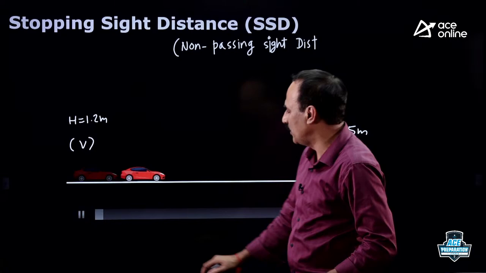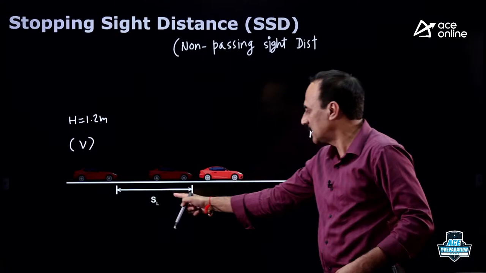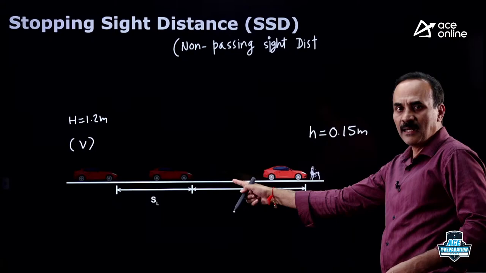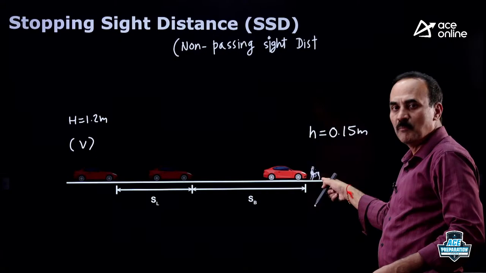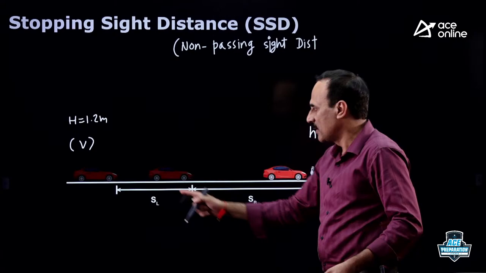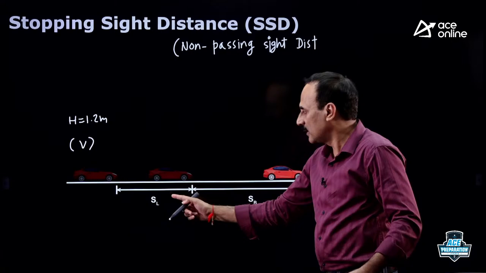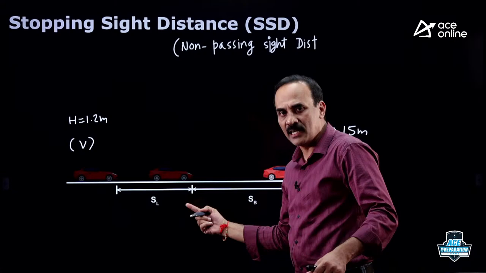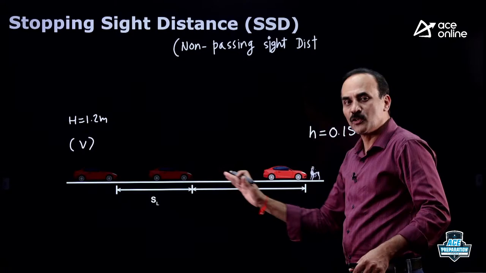You see this video graph. First, the driver realized that I should stop. The distance moved by the vehicle during the realization time is the lag distance. And then he'll apply the brake and slow down, and then stop before the obstruction. So the stopping sight distance has two parts. The driver first has to realize that I should stop. The distance travelled by the vehicle during the reaction time of the driver, we call it the lag distance. Later on, at this particular point, he'll apply the brake. The vehicle slows down, slows, and then stops before the obstruction.